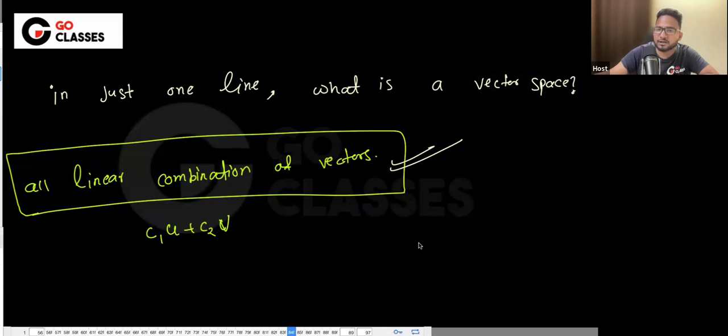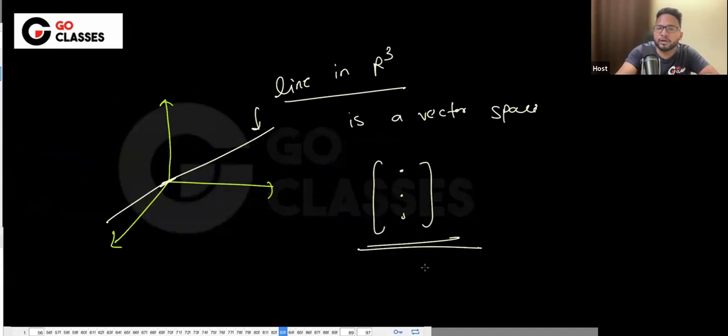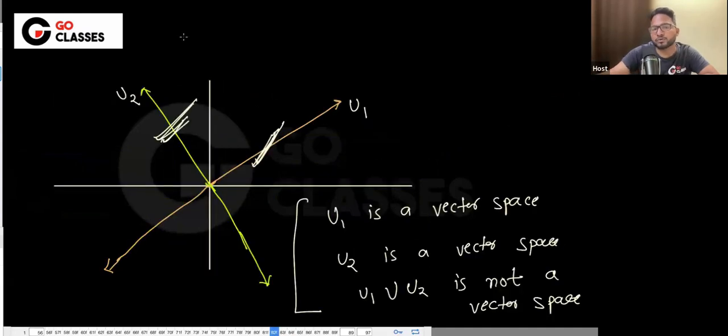Ankita is asking, sir, does the union mean the entire vector space? No, union just means a union of two sets, right? Union means all the vectors here and all the vectors here. This is what union means.